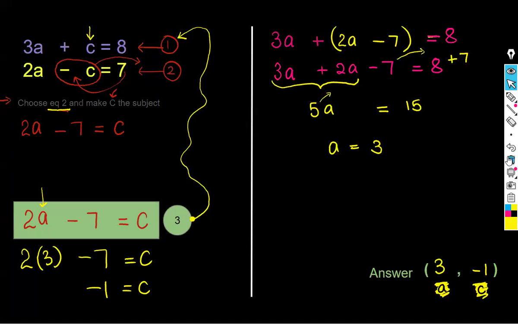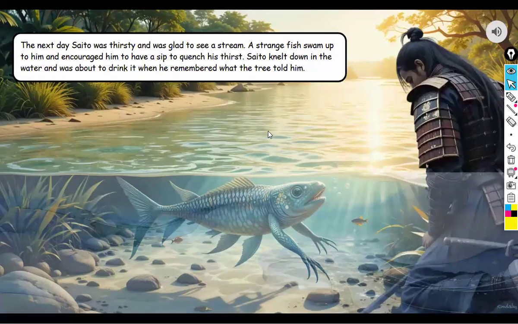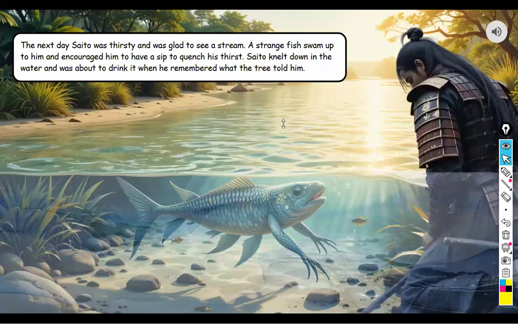Let's go. Oh, you all remember, right? Saito cannot eat or drink anything that belongs to the island, or take anything that belongs to the island, or he'll turn into a tree. Obviously, he's going to become thirsty and whatnot as he's on the island.